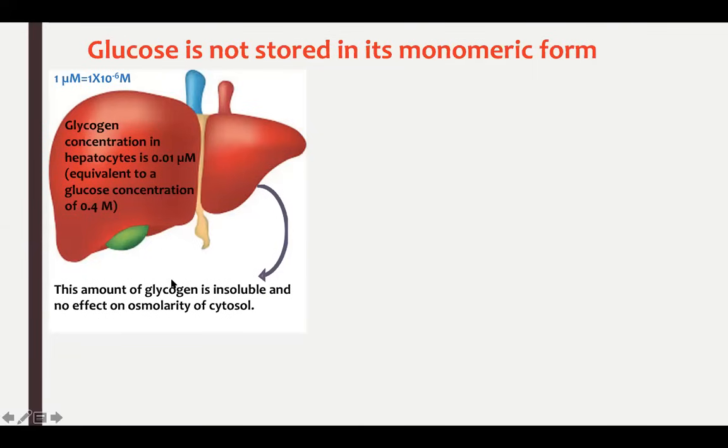Glycogen is not soluble in water, and therefore it has no osmolarity effect on the cytosol, because the glycogen is stored in the hepatocytes. Hepatocytes mean the liver cells. So if this glycogen remains insoluble, it doesn't have any effect on the osmolarity. What is meant by osmolarity?